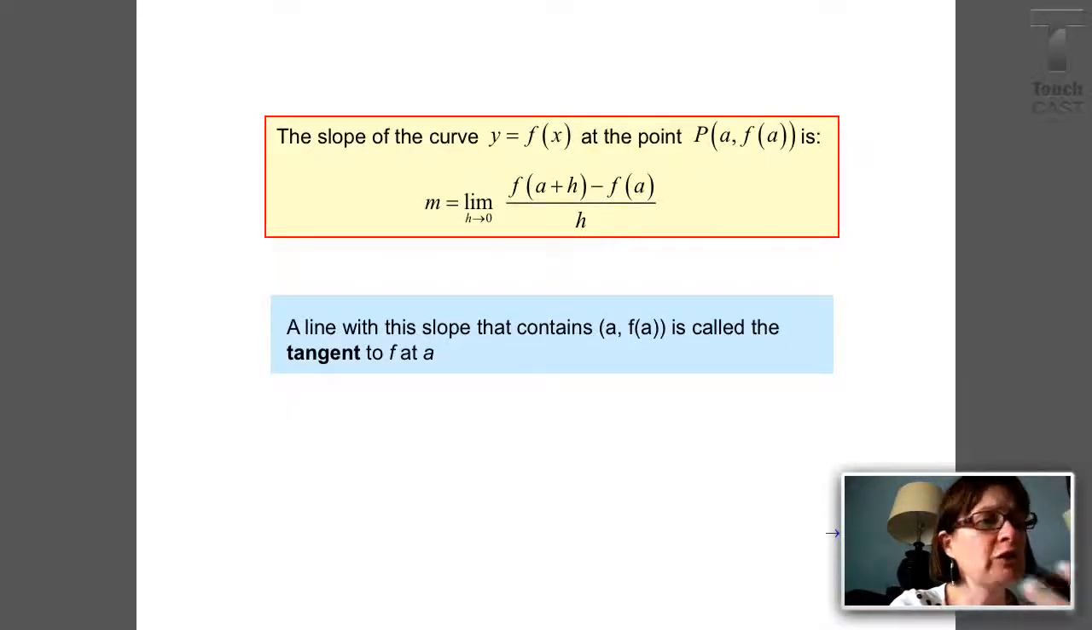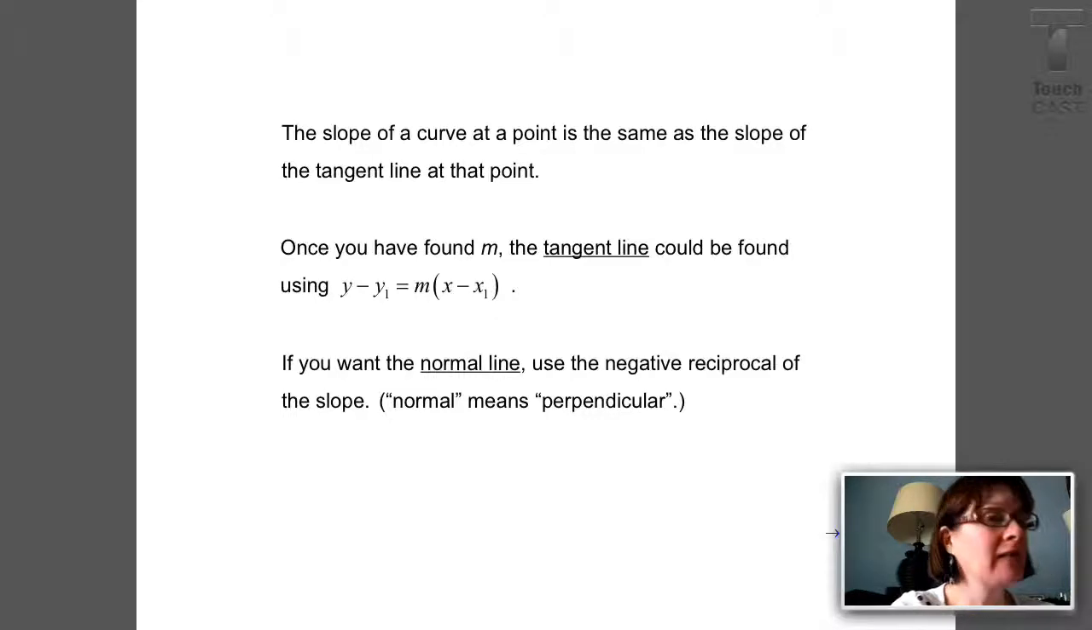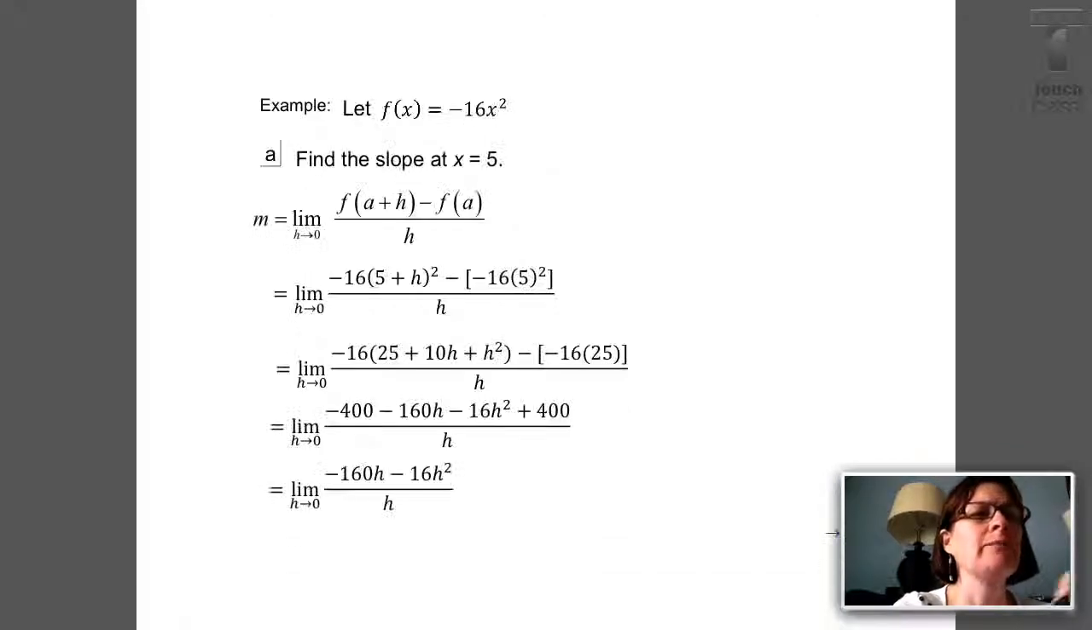So this was the definition we came up with in the last set, how to find the slope of a curve at a particular point. If we then use that slope and write the equation of a line that contains the point, that's called the tangent to the function, or the tangent line equation. If somebody asked you to write the normal line, normal means perpendicular, so use the same point but use the opposite reciprocal slope to find a perpendicular line.